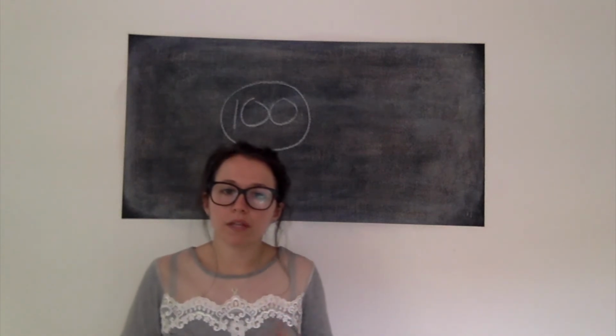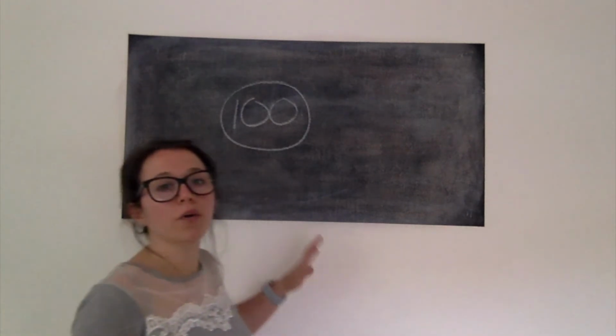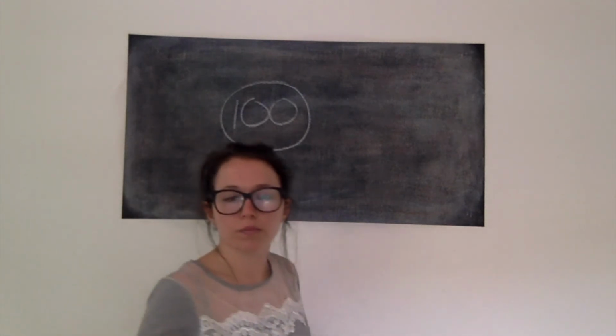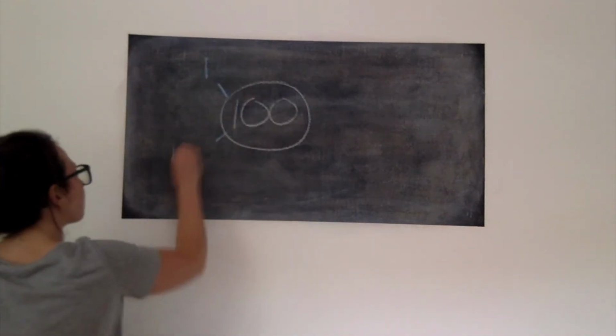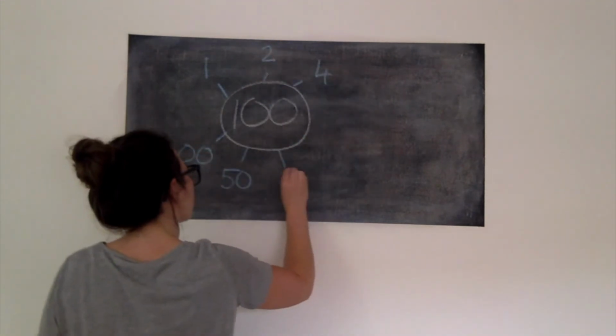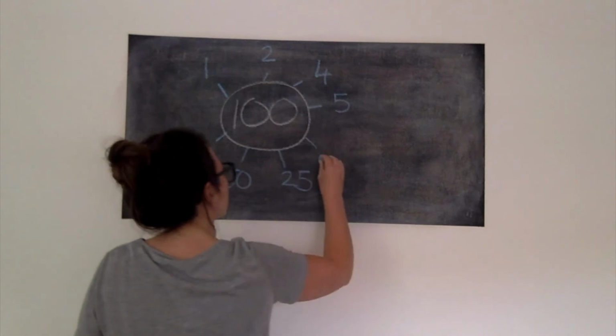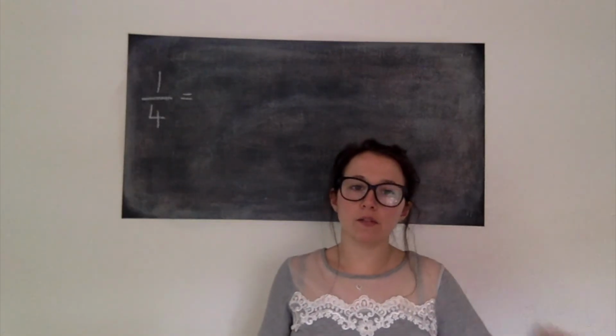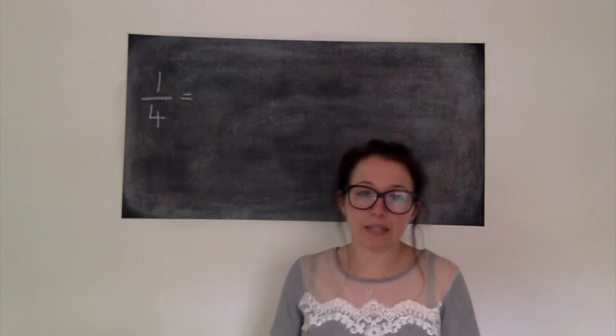To help us with this, I want you to first pause the video and write out the factors of 100. Off you go. Hopefully the factors you found were 1 and 100, 2 and 50, 4 and 25, 5 and 20, and then 10. Try and keep that factor book near you because it will help you with today's activities.